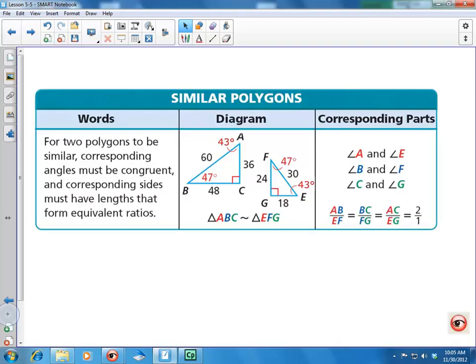All right, let's take a look at our first slide here. It says similar polygons. The words for that are going to be, for 2 polygons to be similar, corresponding angles must be congruent and corresponding sides must have lengths that form equivalent ratios. Now, what does all that mean? Well, let's take a look at our diagram right here. If you notice, in our 2 triangles there, all the angles are the same. Okay, if the angles were not the same, it would be a different shape, therefore they would not be similar.